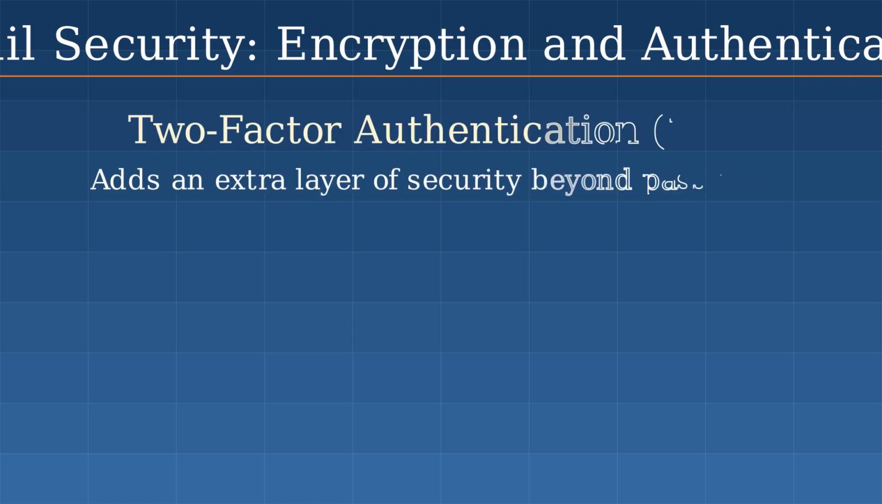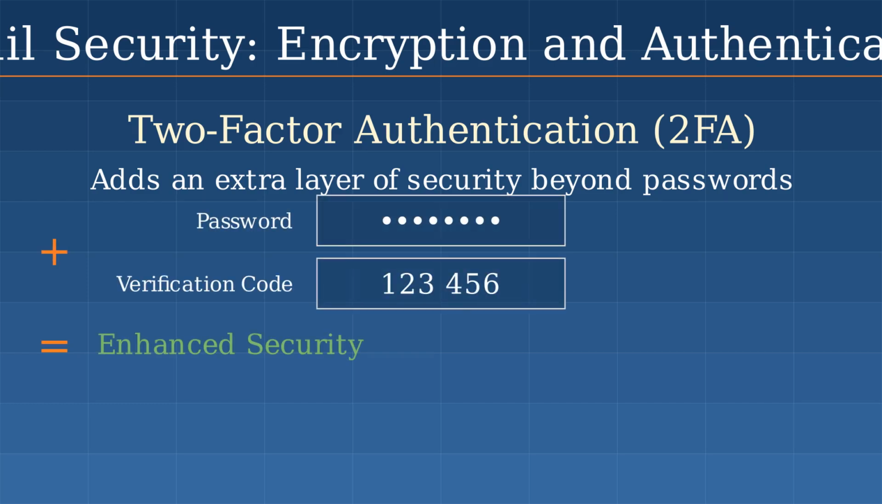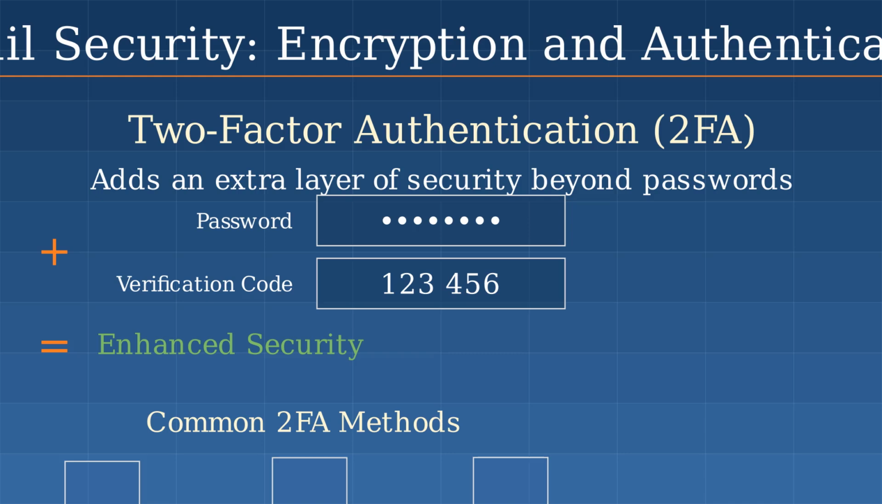Two-factor authentication adds an extra layer of security beyond passwords to protect your email account. Two-factor authentication combines something you know, your password, with something you have, like a verification code sent to your phone or generated by an app. Common 2FA methods include SMS text messages with verification codes, authentication apps that generate time-based codes, and hardware security keys for the highest level of protection.